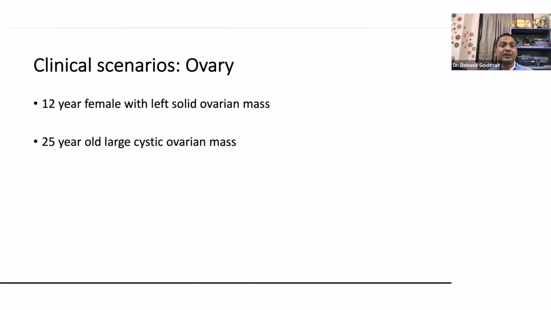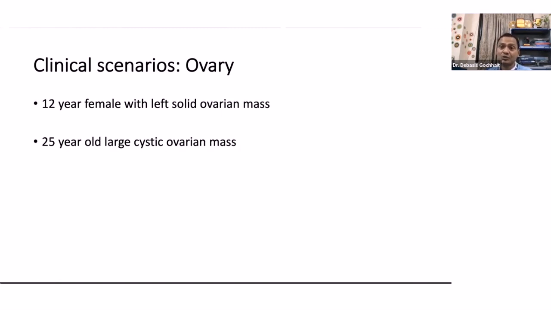Next comes a 25-year-old with a large cystic ovarian mass. So it is cystic, it is large, and the age is young, that is 25. Now we know that if you read a chapter in a textbook on ovarian pathology, the benign neoplasms happen at a younger age, the borderline ones happen at a little higher age, and the malignant ones happen at a still higher age group. So here it is a large cystic ovarian mass. So what is it likely to be? It is likely to be a benign cystic ovarian tumor.